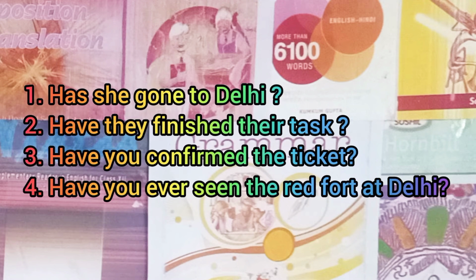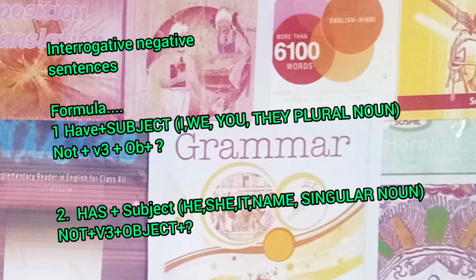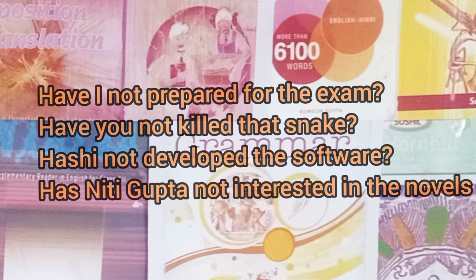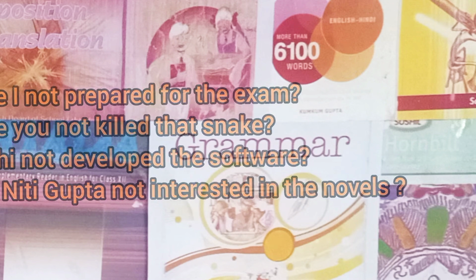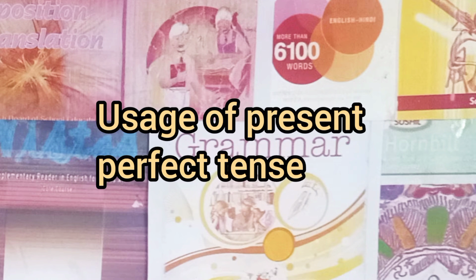Let's talk about interrogative negative sentences. The formula is has or have, then subject, then not, then third form of the verb and object. There are some examples which will let you know how we can express our action in the present perfect tense. Now let's move to the usage of present perfect tense.